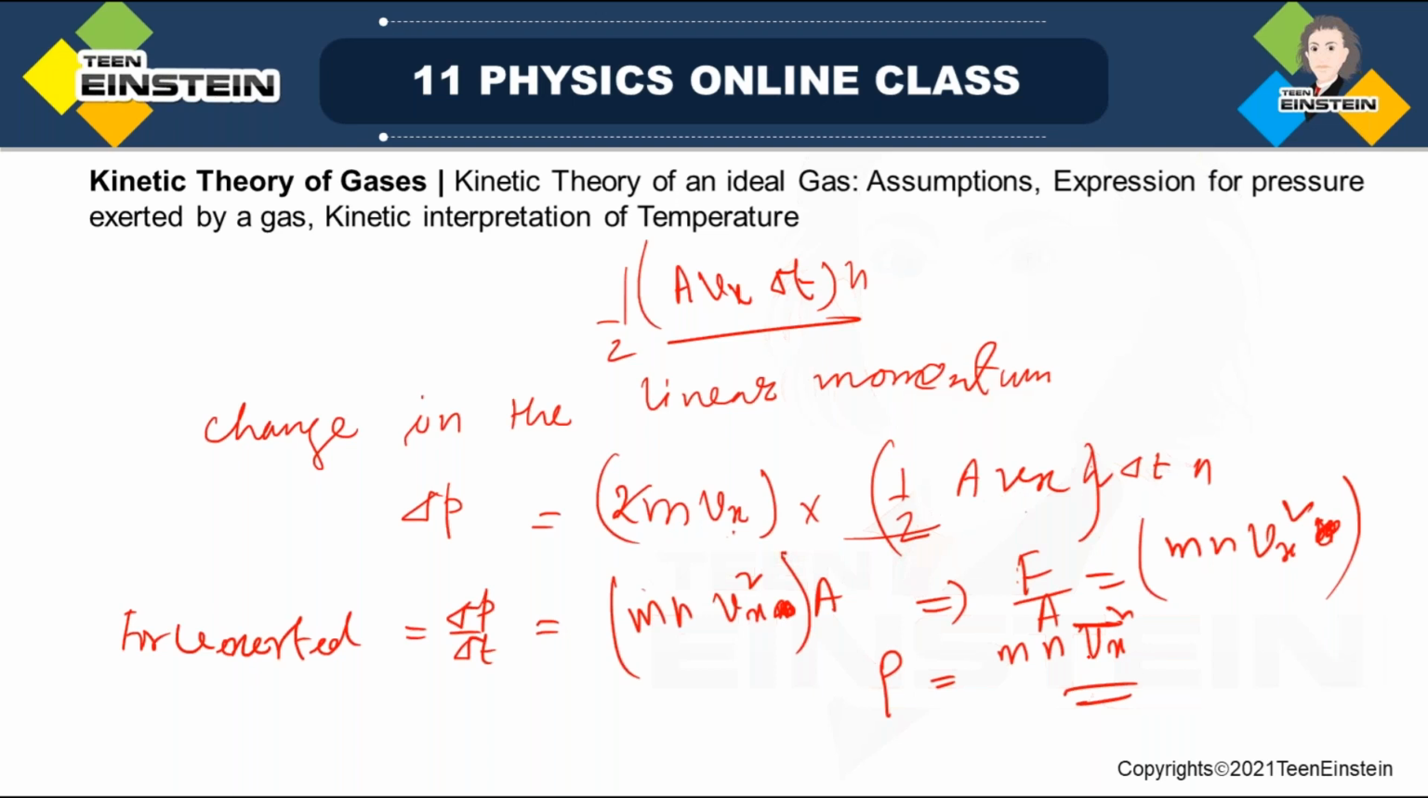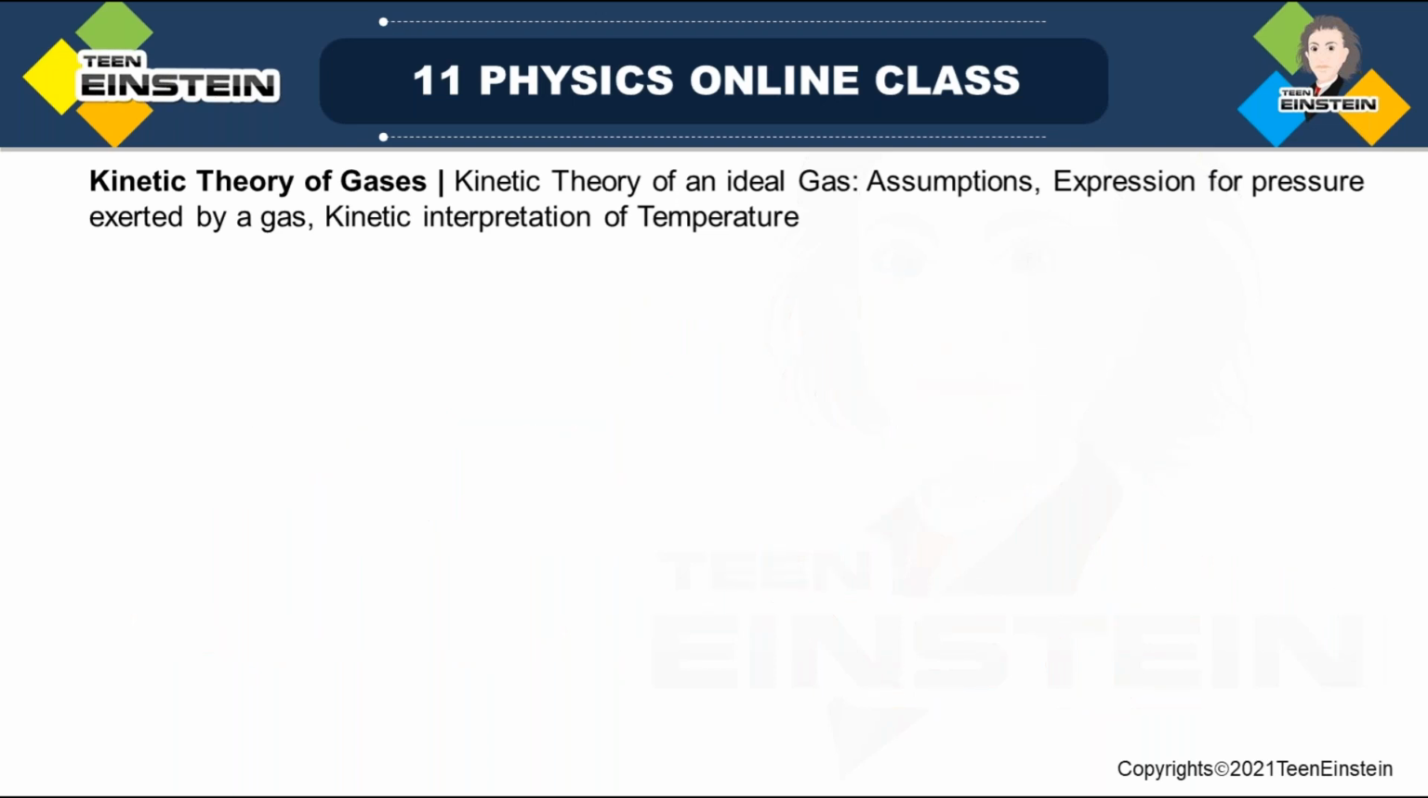Okay, so thus we get the expression for pressure in a particular direction, along the x direction. So what is that? m into n Vx squared, that is, average Vx squared.